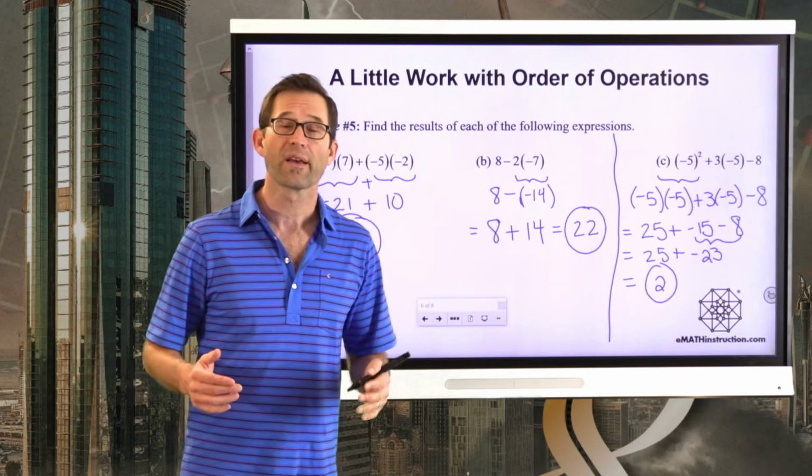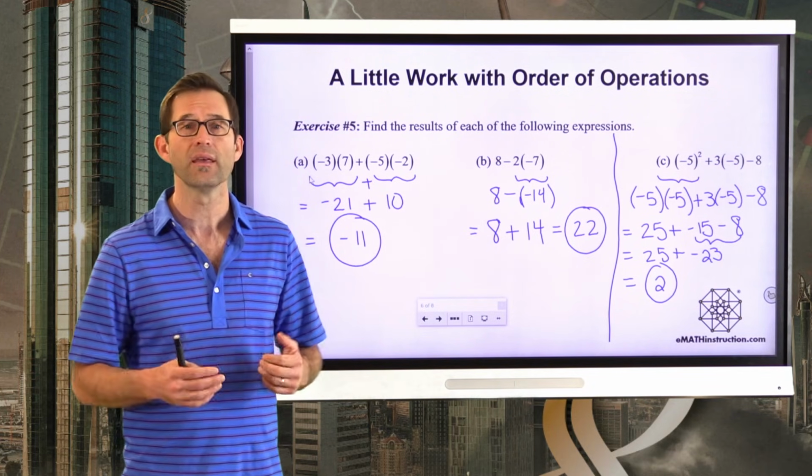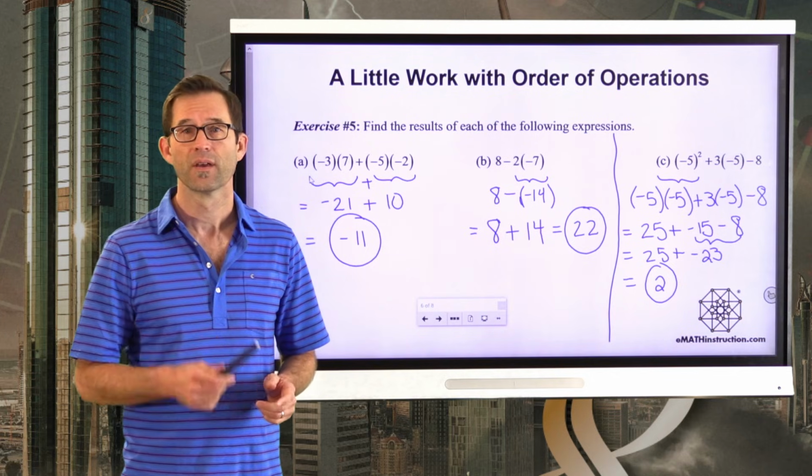There's a lot of different ways to actually go about doing these calculations in terms of thinking about subtraction versus adding negatives and what have you. All right, let's keep going.